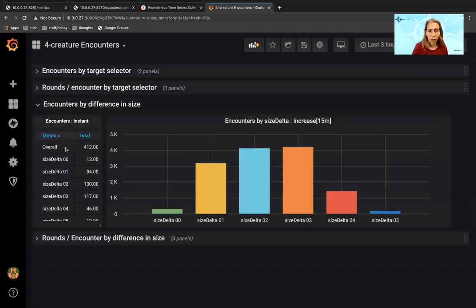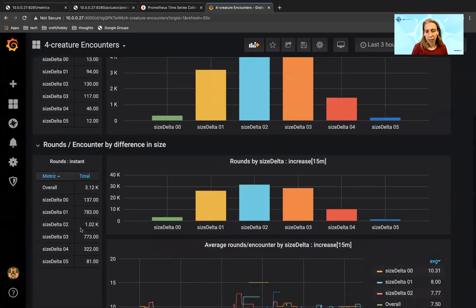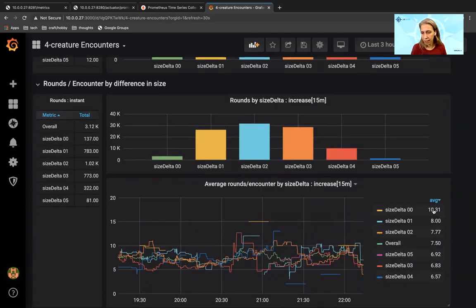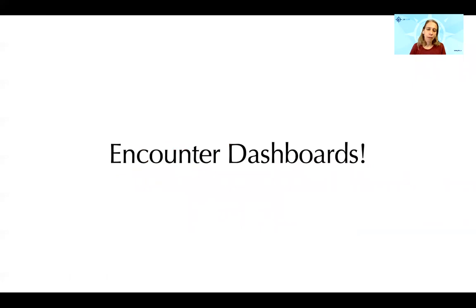Now, encounters by difference in size when you have 4 monsters is somewhat similar, right? When they're the same, you have the most rounds. When they're the farthest apart, fewer. Now, the thing with the tiny versus gargantuan is that when you have 5 monsters, there's usually someone else in the middle of a similar size. So it gets a little tricky. There's always a confounding factor when there's at least 4 monsters in there. So that was the encounter dashboard.